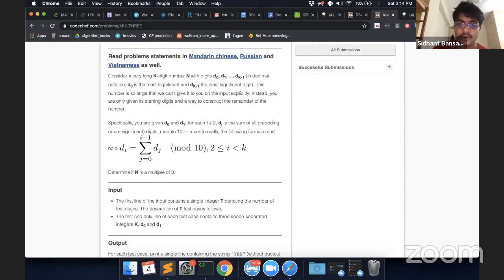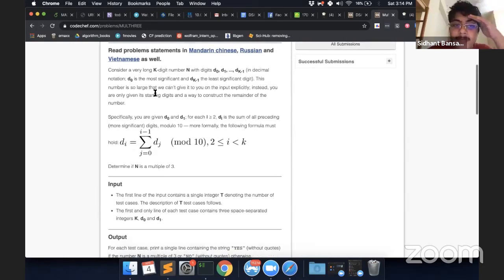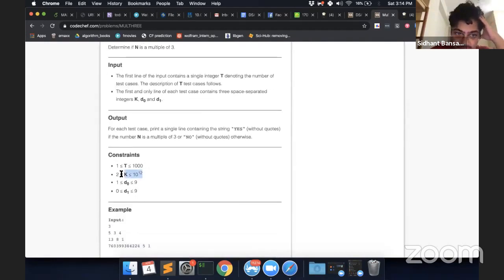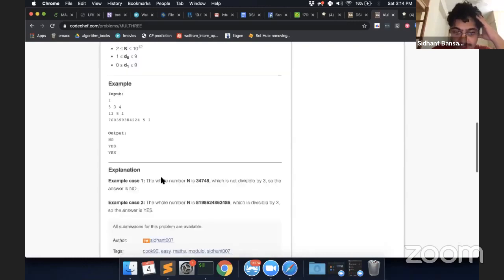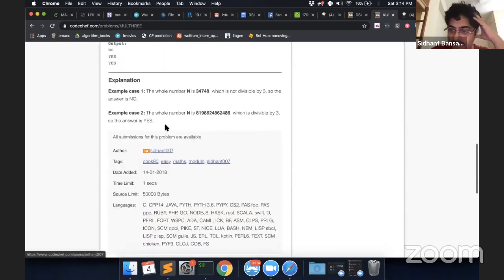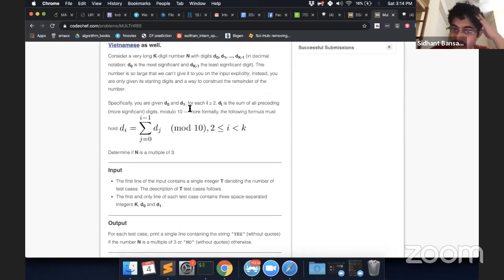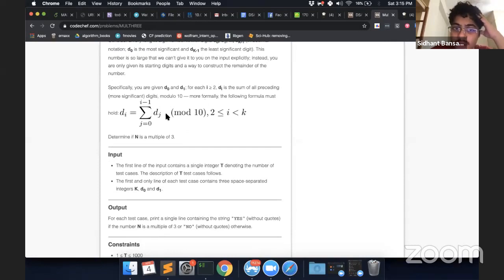Yeah. So let's quickly go through the problem statement first. Consider a very long k-digit number. By very long, I actually mean it's very long because the constraint is actually 10 to the 12. This question was set by me only about 2 years back. The first two digits of the number are given, which are D0 and D1, and you're given a formula to create the next digits and so on.